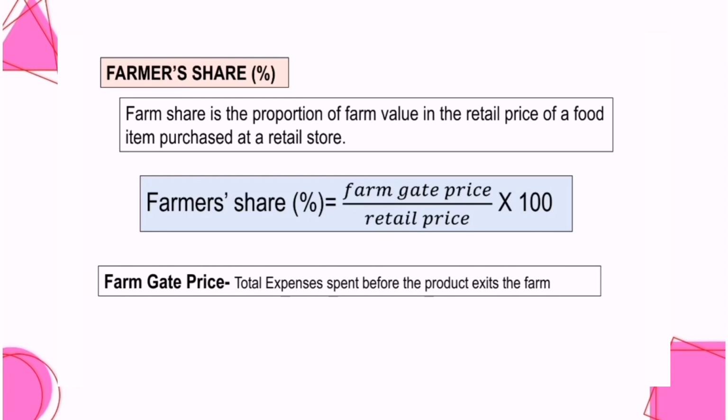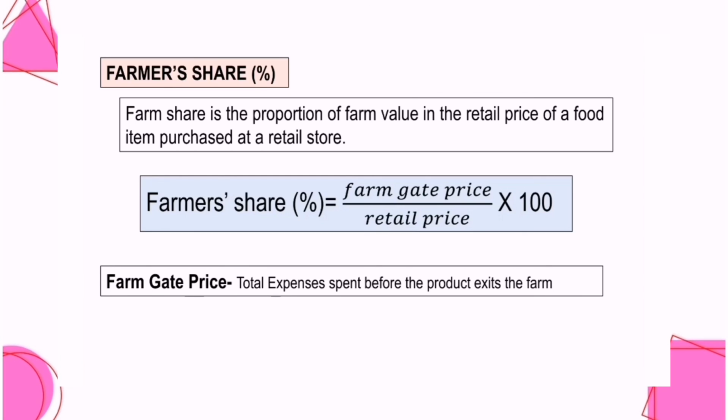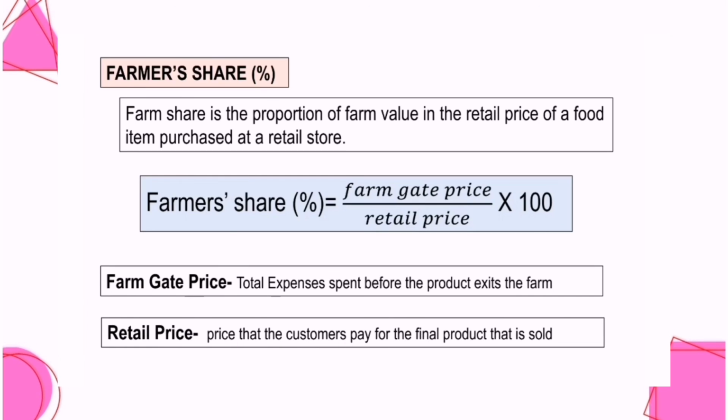So first, what is farm gate price? So this refers to the total expenses spent before the product exits the farm. So that is the farm gate price. Yung total na nagastos mo doon sa pagpapalaki ng product na yan. While the retail price refers to what the customers pay for the final product that is sold. So to be able to get the farmer's share, just simply follow the formula.